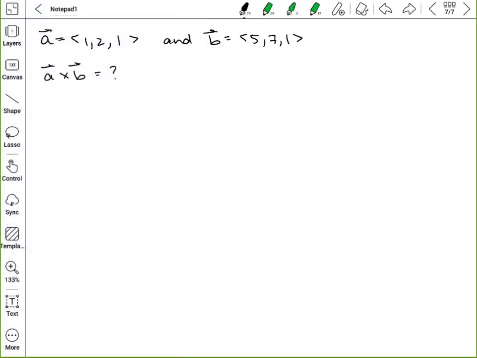Okay, and what I want to do is just show the determinant form of the cross product real quick, if that's something you prefer to use. If you like to memorize the formula, that's okay too. I usually do this because then I don't have to memorize something, but everyone has their own preference. So here's my A, here's my B, and I'm trying to find A cross B.